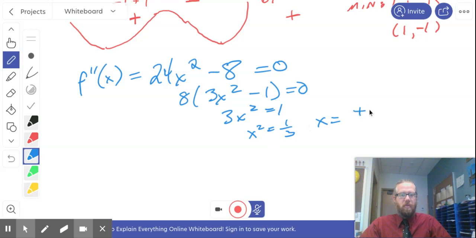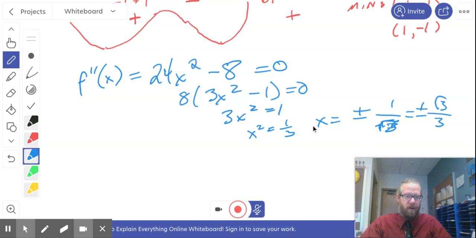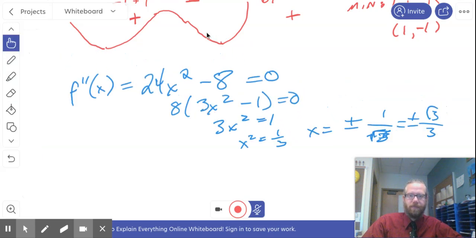So x is going to be positive or negative the square root of 1 over 3, which is 1 over the square root of 3. And if we want to, we could rewrite that in proper form. You're not supposed to have a square root on the bottom, so that'd be the square root of 3 over 3, which is, I guess, the nicer way of writing it. So we just have two values now when I set up my number line, instead of 3 like I did last time.